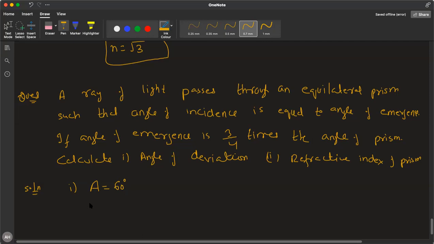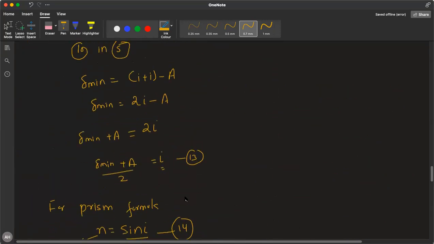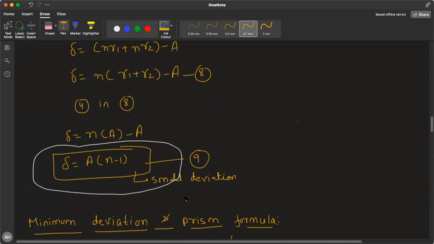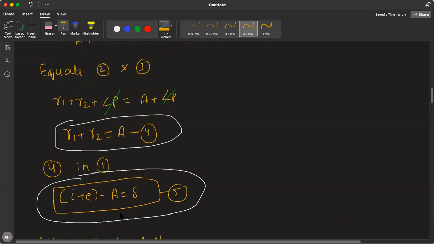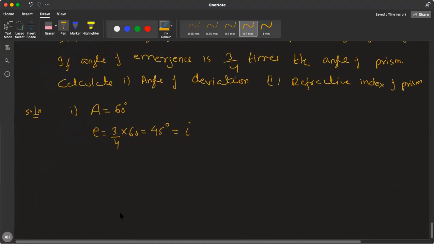Angle of prism is 60 degrees. Angle of emergence is 3 by 4 times the angle of prism. 3 by 4 into 60, so it's 45 degrees, which is equal to angle of incidence. See, how much is deviation? Delta deviation is this, not this one. I plus E minus A, that's deviation. Good, Abdullah.